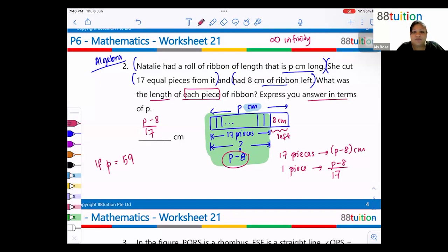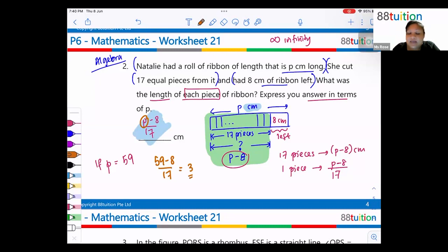Thank you, Brian, so fast. The rest of you, do you know how to do this? If I were to tell you that P is 59, can I find the length of one piece? That means we know the length of one piece, right? So what do we do? We substitute, or we replace the P with 59. Yes, Maureen, thank you. So divide by 17 to give you 3. Okay? So remember, you replace the P with 59.